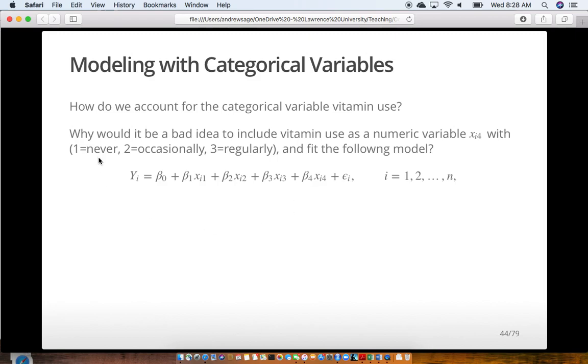There's no reason to believe that the change between never and occasional vitamin use corresponds to a 1 unit increase in the same way that occasional and regular vitamin use would. So we shouldn't think about this categorical variable in terms of having some kind of slope related to it. Instead, we should treat each of these as different categories and try to estimate what's the effect of never taking vitamins versus occasionally taking vitamins or regularly taking vitamins.